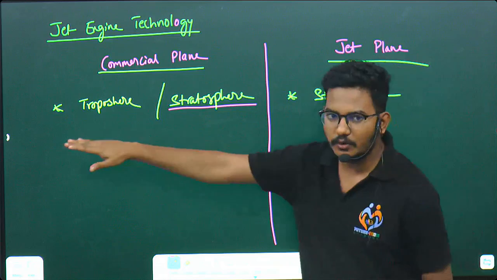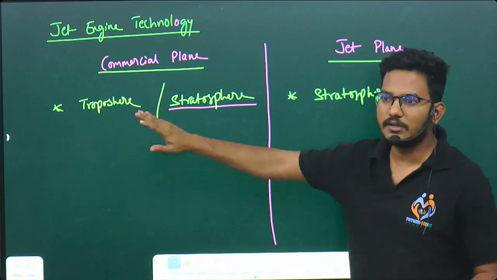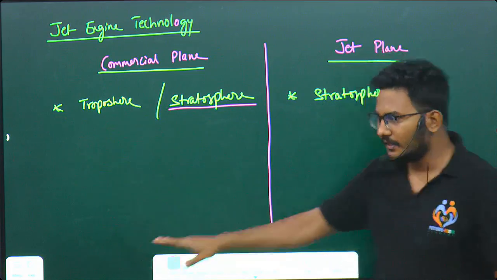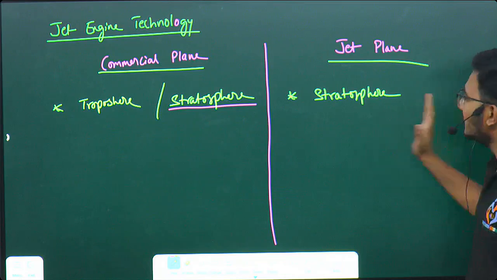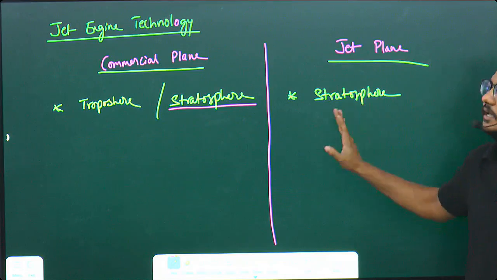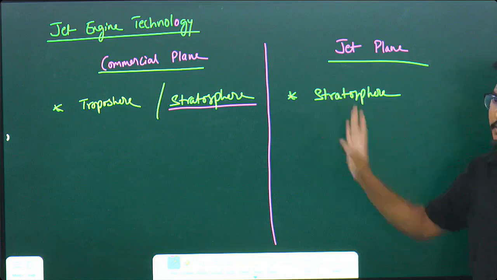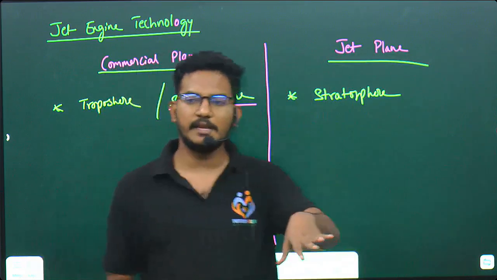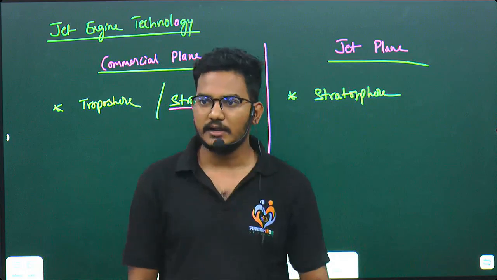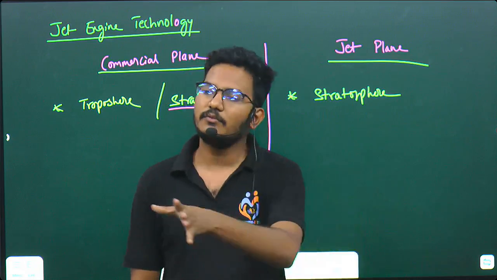So my point here is, in the commercial planes we'll feel both the horizontal and vertical winds, so here turbulence will be there. Here we'll feel only horizontal winds, so maximum it will act as a friction. So here turbulence will not be there. This is your UPSC question. In commercial planes we'll feel turbulence, and in jet planes we won't feel turbulence.